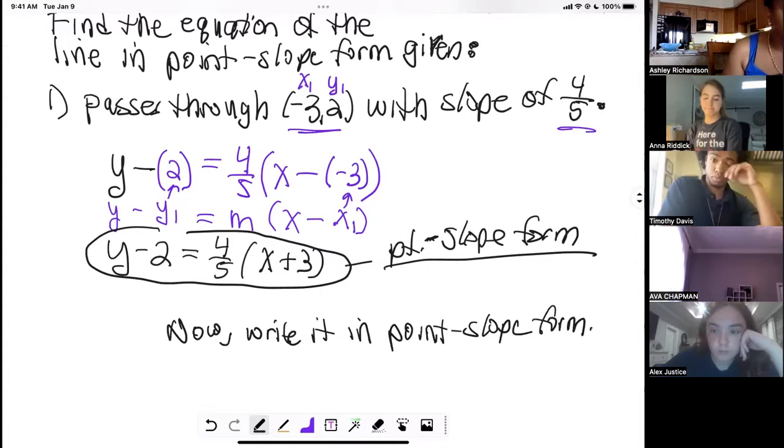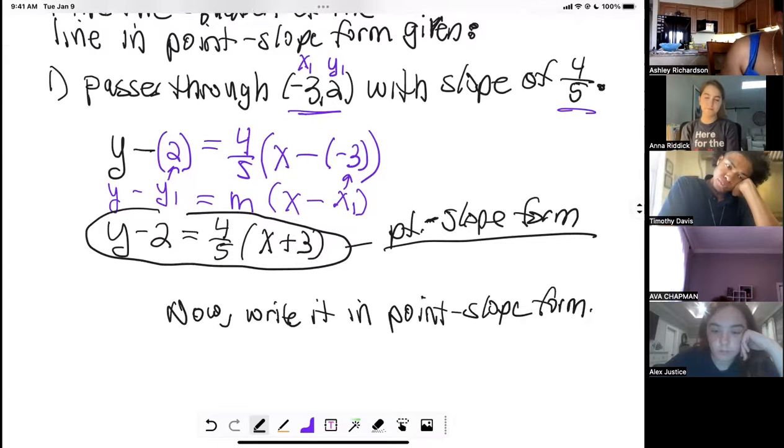I guess it's just getting used to it. I used to not like point slope form. Honestly, even as a teacher, I would avoid it, because I thought, just do y equals what it's supposed to be.